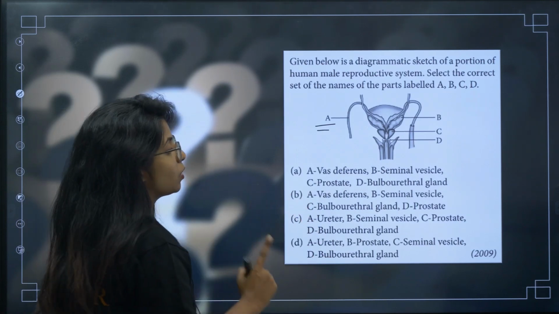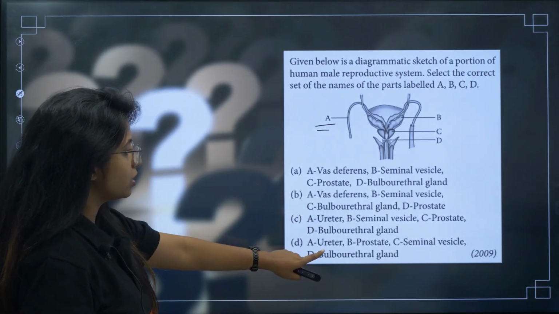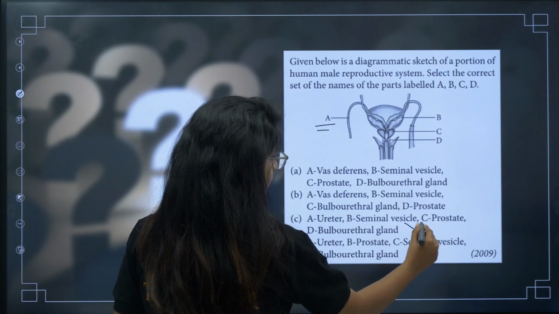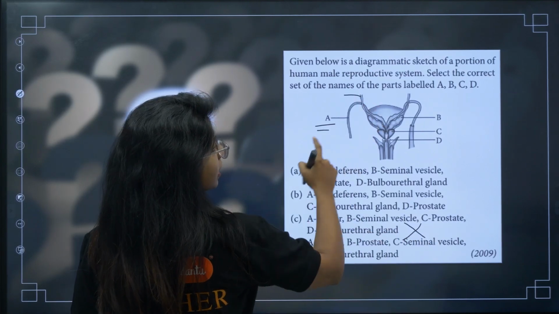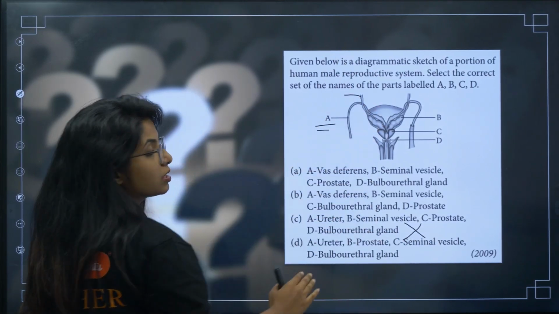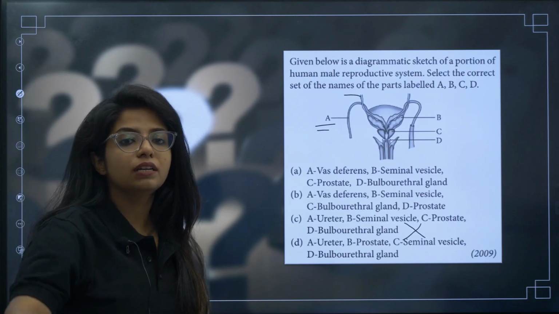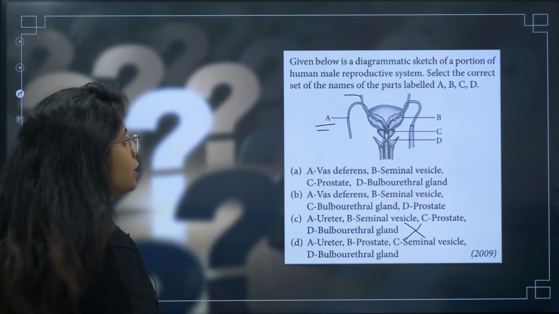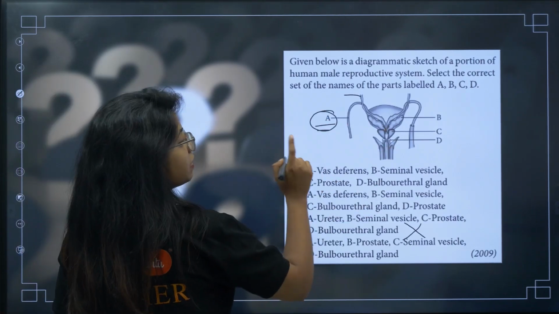So let's cancel out the options first. A is ureter. Let's cancel it out. Ureter is something that comes here, right? This is ureter, which is bringing the urine from the kidneys to the urinary bladder. So this is A, and A obviously will be vas deferens.